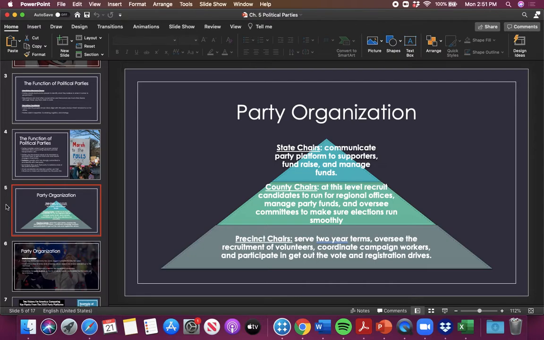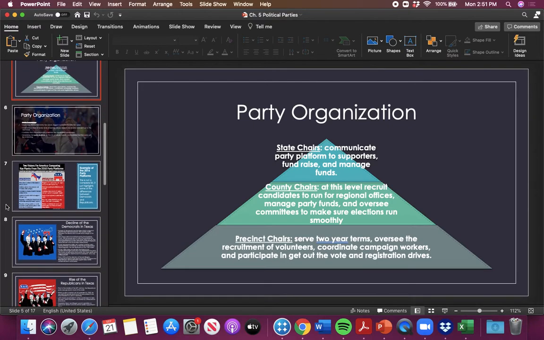County chairs recruit candidates to run for office for regional positions. These are people going around trying to identify people in the community who have a high likelihood of being successful if they run for office. They recruit those people, manage funds, allocate those funds to people, and then oversee committees to make sure elections run smoothly, put new ideas out there, all that kind of stuff. And then at the state level, state chairs essentially establish the party platform for all of that party's candidates in the state. And then, of course, they raise and manage funds. Money will always be important when we're talking about elections.